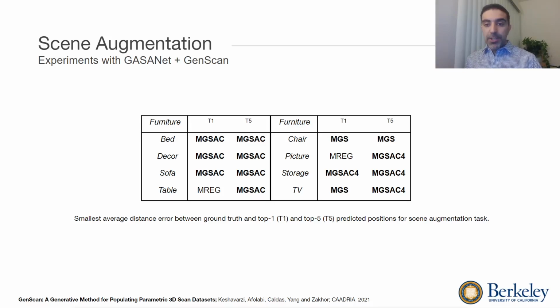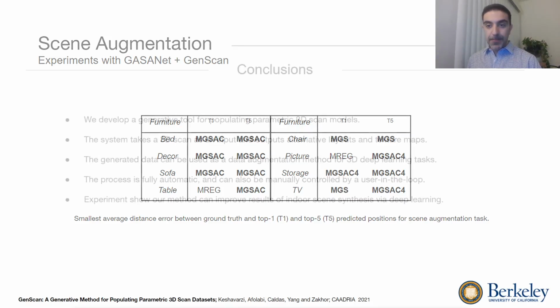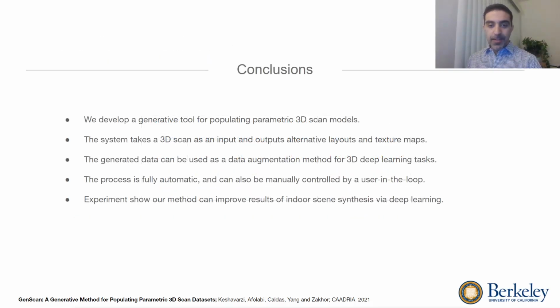Here we report which dataset achieves the highest performance in the distance error experiment using GASANet. As you can see, when using GenScan as a data augmentation method, the performance of the system can be improved in nearly all object categories. As a conclusion, to summarize our contributions, we developed a generative tool for populating parametric 3D scan models. The system takes a 3D scan as input and outputs alternative layouts and texture maps.